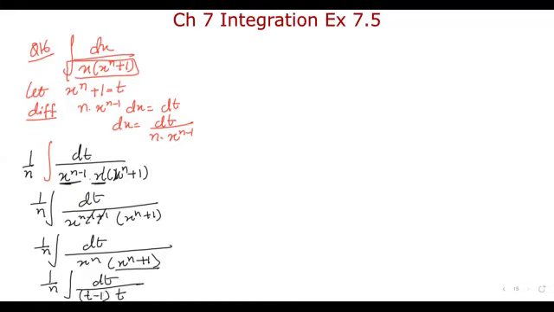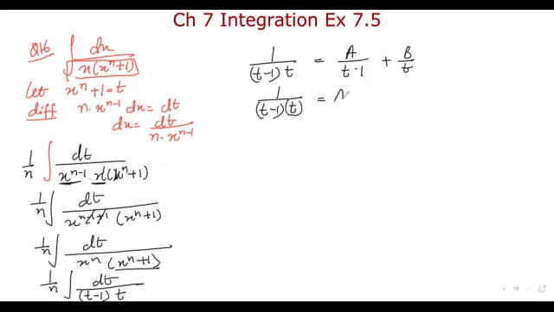Now we can solve this question by partial fraction. So partial fraction will be simple, 1 upon t minus 1 into t. The first fraction will be a upon t minus 1. The second fraction will be b upon t. So it is 1 upon t minus 1 into t. And this is a into t plus b into t minus 1 upon t minus 1 into t. This term and this term will cancel. So when I put t minus 1 as 0, I will get t as 1. When I put t as 0, I will get t as 0.